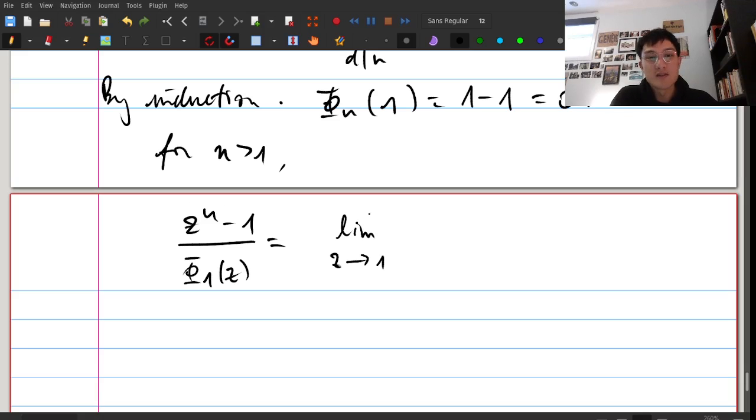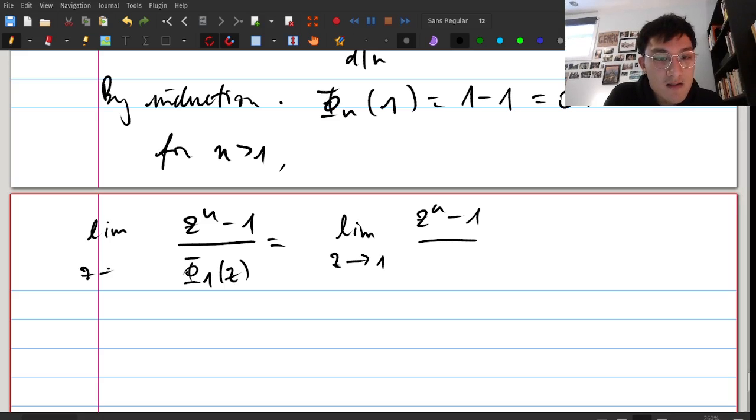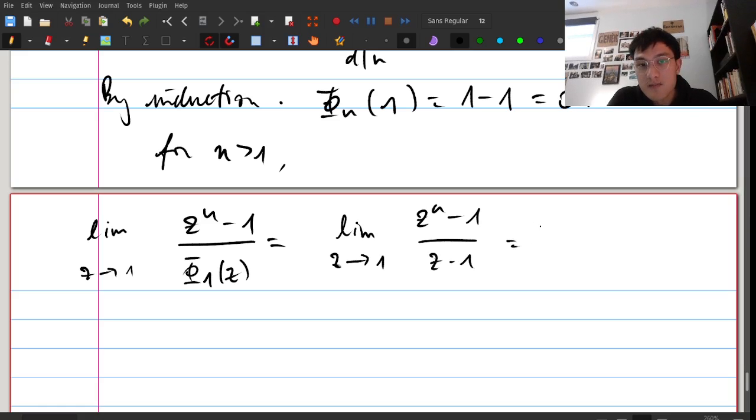Sorry, we want to evaluate this at 1. I kind of wrote this wrong. We're going to evaluate this at 1 while dividing at the same time, so z to the n minus 1 over z to the 1. I do need to fix this, sorry, it's just bothering me. So this is z minus 1, and then we use L'Hopital's rule to get n z to the n minus 1 over 1, and so that's n when you plug in z equals 1.